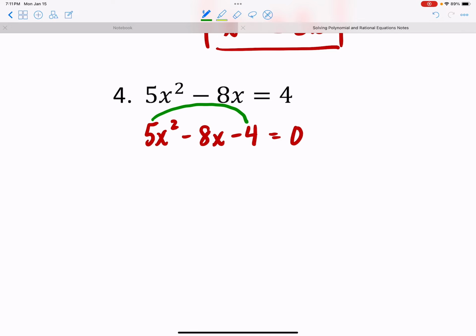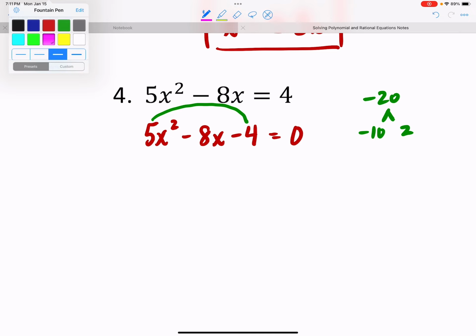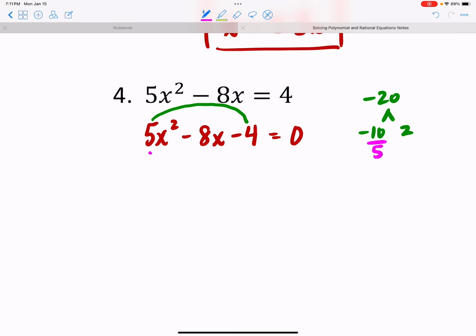So 5 times negative 4 is negative 20. I'm going to look for factors that add to negative 8, which happen to be negative 10 and positive 2. Once I find those factors, I'm going to divide by my leading coefficient of 5, and then reduce the two fractions I've created if that's possible. So this is going to reduce to negative 2, or just negative 2 over 1, or negative 2, whichever way. The second fraction doesn't reduce, but I'm going to read those fractions from the bottom up to get my factors.